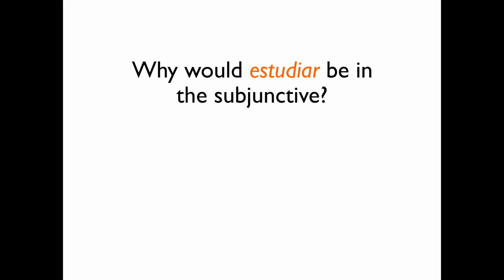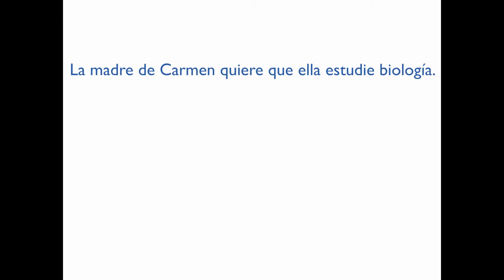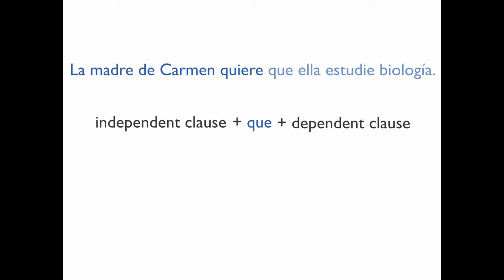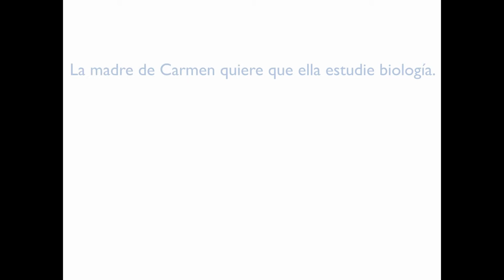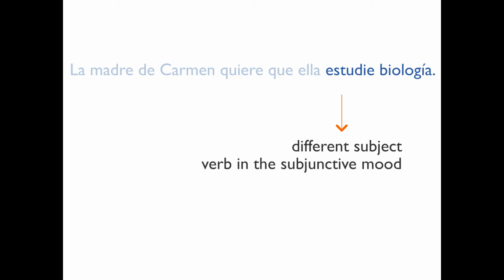Why would estudiar be in the subjunctive? Well, it follows the setup for using the subjunctive mood. The independent clause is followed by que, which is followed by the dependent clause. The independent clause has a subject and a verb that expresses a wish, want, or desire. Note that this clause is in the indicative mood. The clauses are separated by que, and the dependent clause has a different subject. When all of this occurs, the verb in the dependent clause will be in the subjunctive mood.